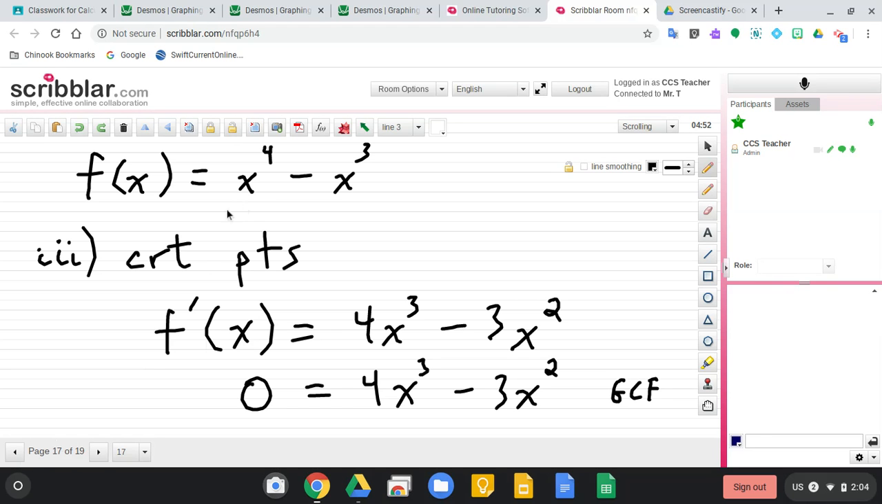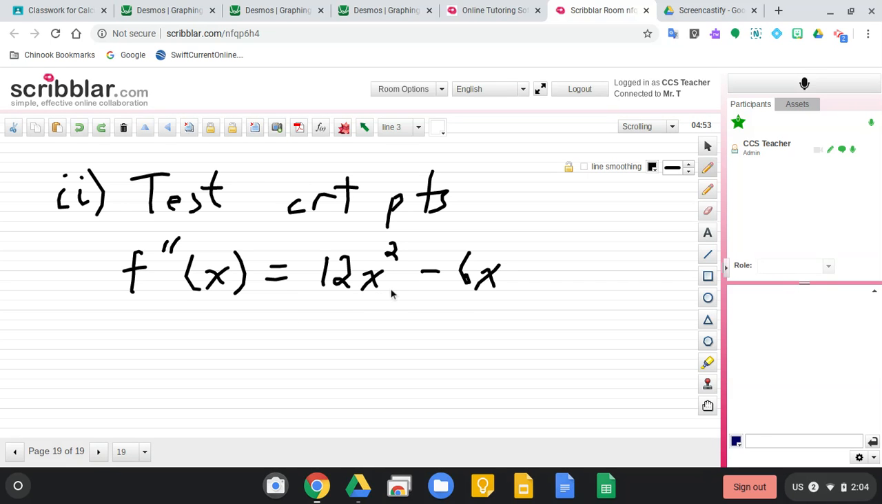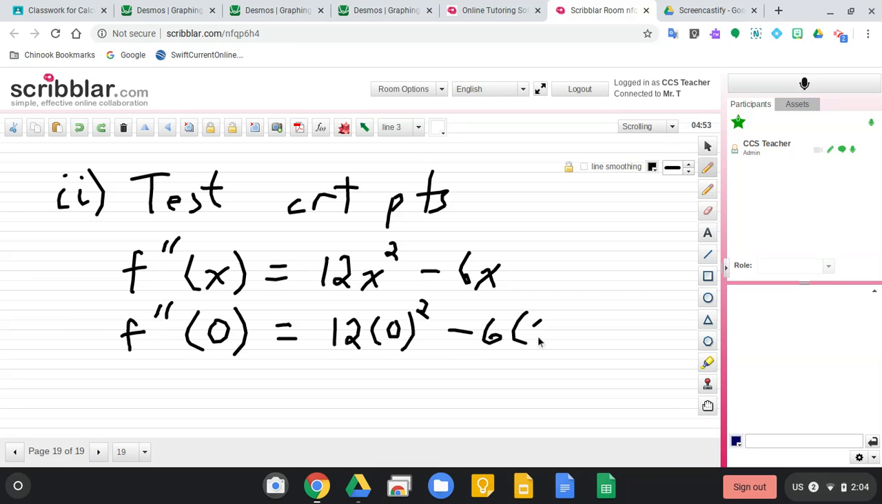Here it is. Here's my first derivative. The first derivative was 4x cubed minus 3x squared. So when I take the derivative of this expression, we get 12x squared minus 6x. Now I need to substitute my first critical value in, and my first critical value was 0. So if I substitute 0 in, I'm going to have 12 times 0 squared minus 6 times 0. And that's 0 minus 0, which is 0.